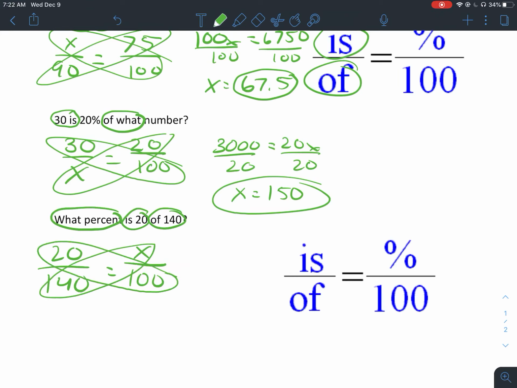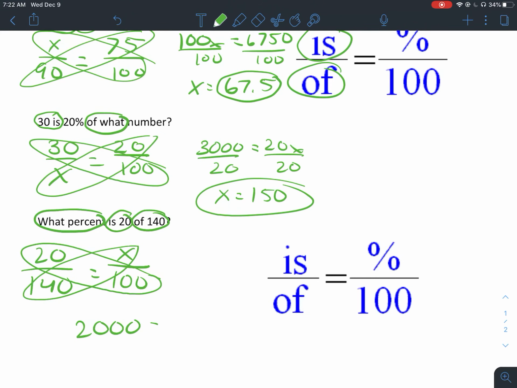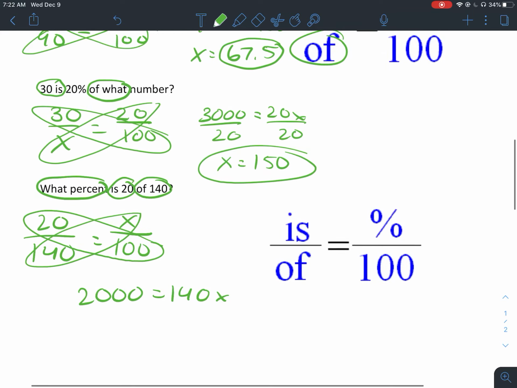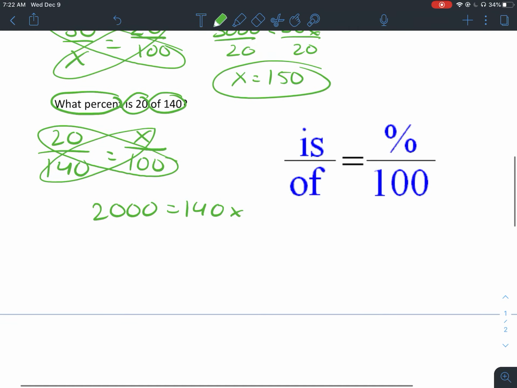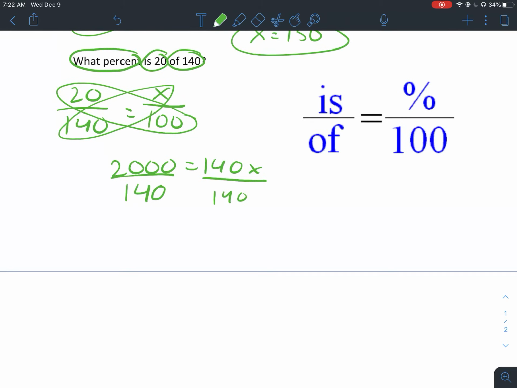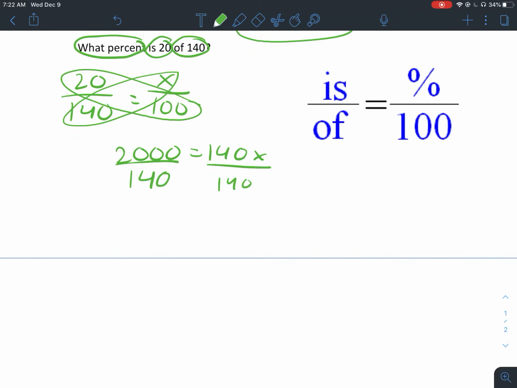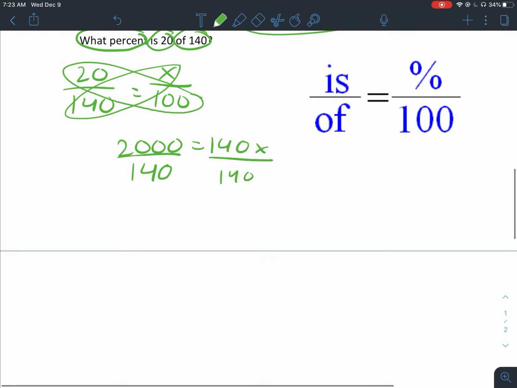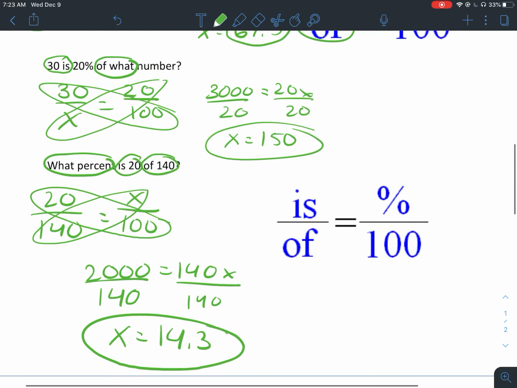I'm going to cross multiply. You get 2,000 equals 140x. You cross multiply and divide. 2,000 divided by 140 gives you 14.2857. We'll just round it to 14.3. So that is how you would do that one.